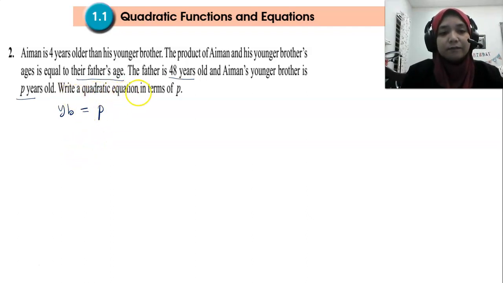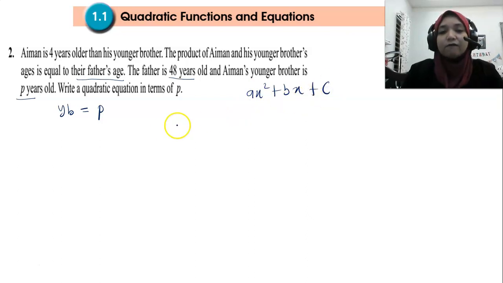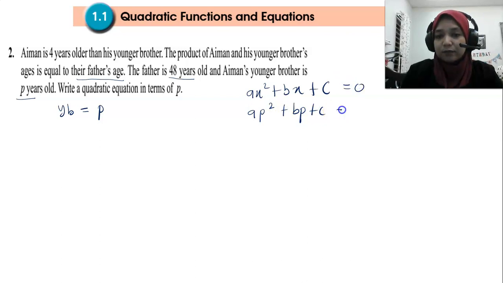Write the equation, quadratic equation in term of P. Quadratic equation mana? So, kalau biasanya AX square plus BX plus C, for this case, since kita nak P, dia akan jadi AP square plus BP plus C. Tertinggal equal to 0. So, awak dah kena masuk dalam kepala. AX square plus BX plus C. So, kalau tukar unknown, tukar je X tu.